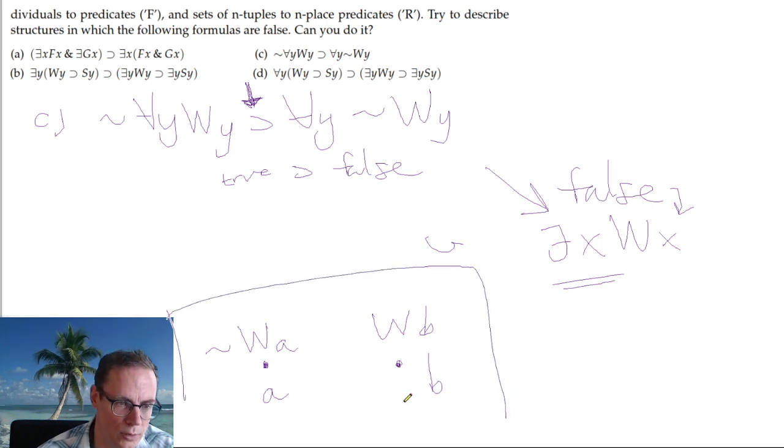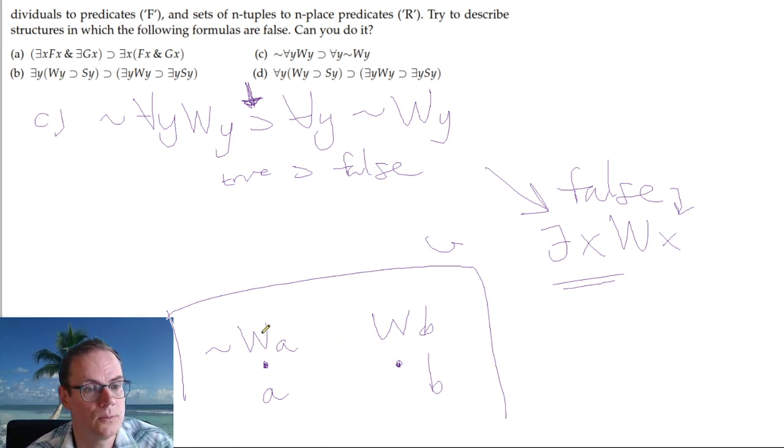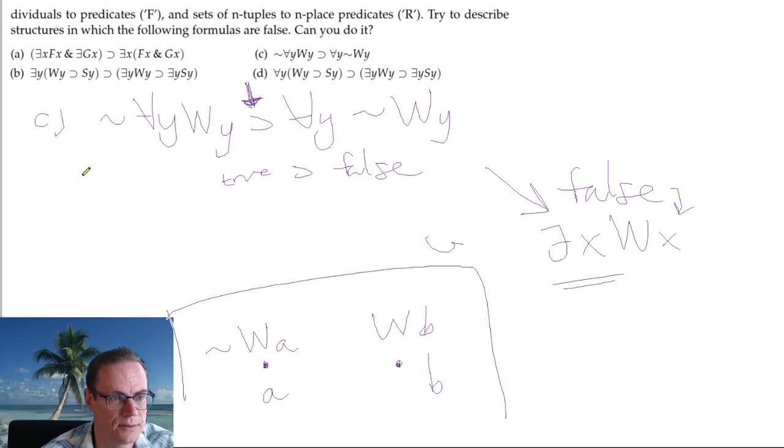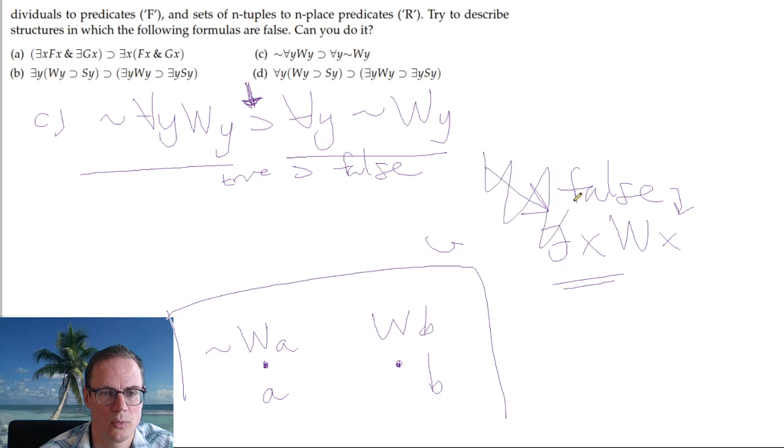We created the world with two individuals in it, A and B. A has not W and B has W. The antecedent is still true, because it's not true that everything is W, because of A. The consequent is false, because it's false that everything is not W, because of B. So we have succeeded in creating a conditional with a true antecedent and a false consequent, and so the whole thing is false. And that's what we wanted. Okay.